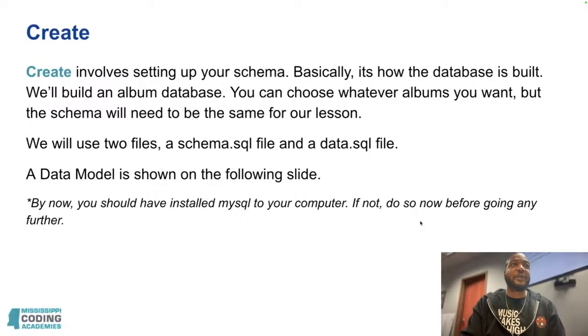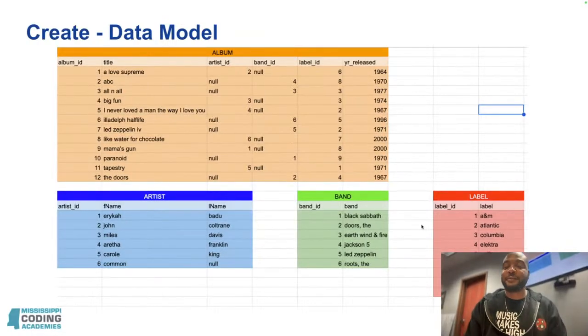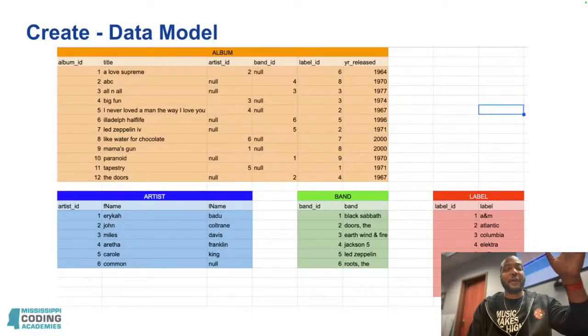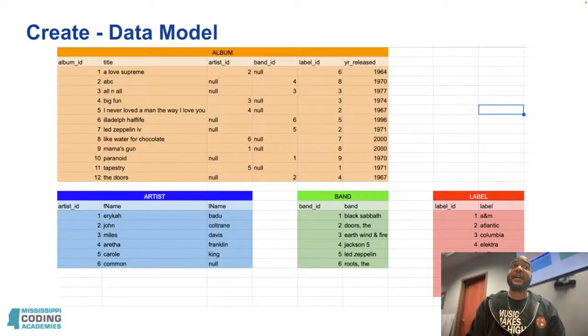All right, so let's get into it. Here I have a data model, and we're going to build this out. You don't have to build out this data model unless you want to, but it's a good idea. I always encourage my coders to start off with a data model when you're building a relational database, because it helps you to organize and structure your data. And so this is the model that I have here.